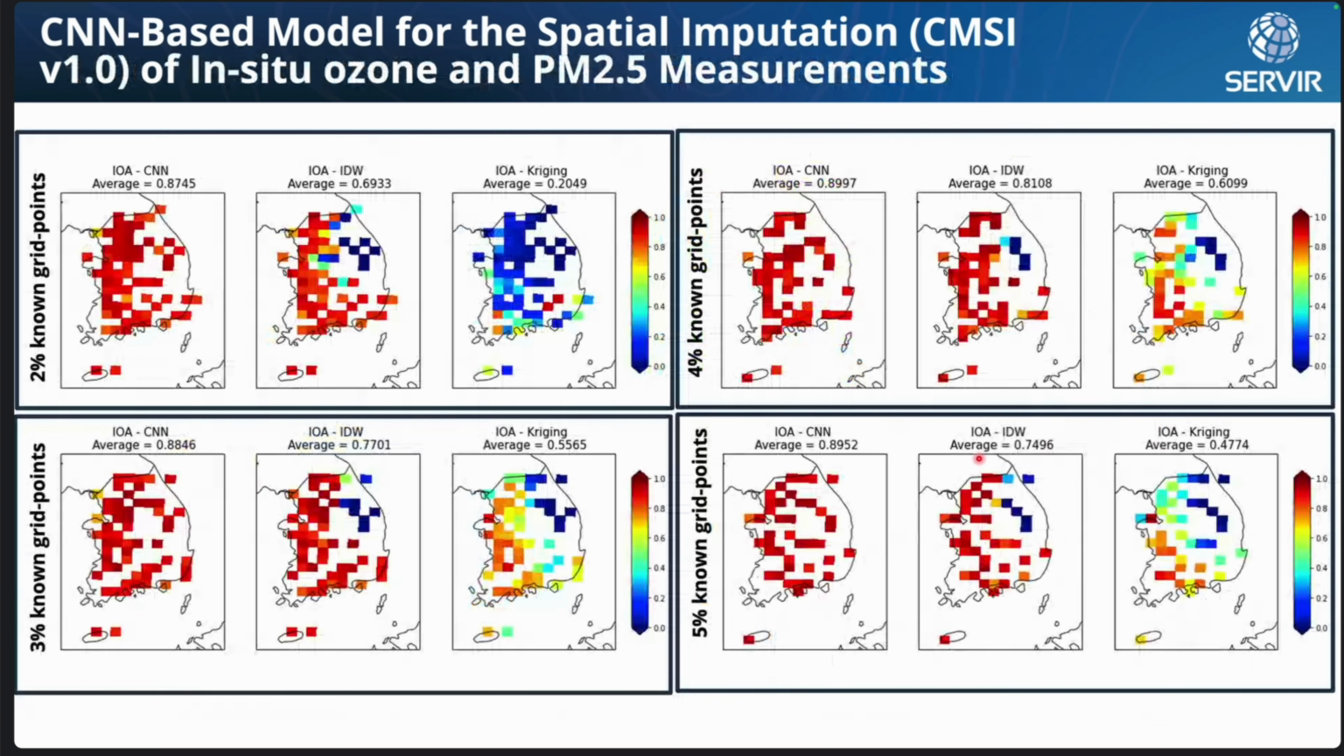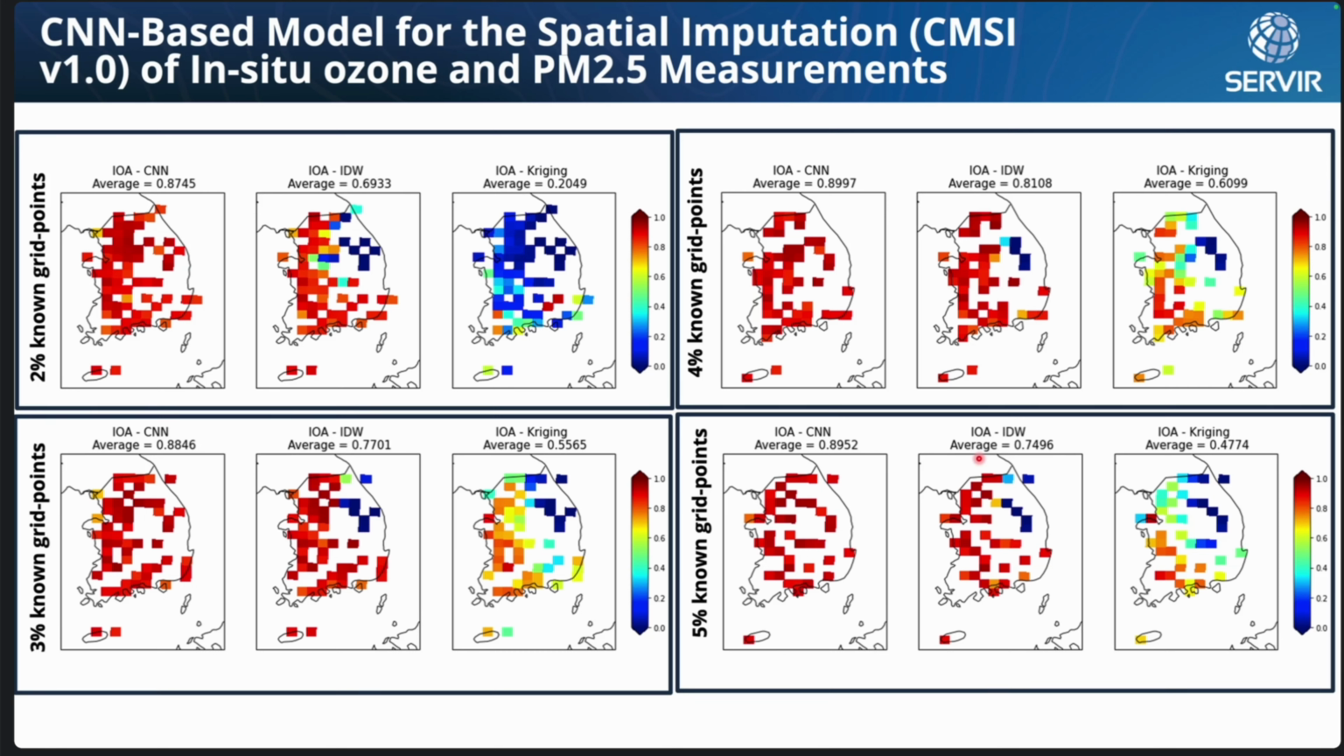So here I just want to highlight the power of this algorithm. I tested this algorithm with 2% known points, 3%, 4%, and 5% known points. For 5% known points, we had an average index of agreement of 0.89 for the partial CNN algorithm. We compared it with inverse distance weighting and Kriging. When we gave the model only 5% known points, the CNN performed about 0.9 IOA on average, and IDW had 0.75, and Kriging had only 0.48.